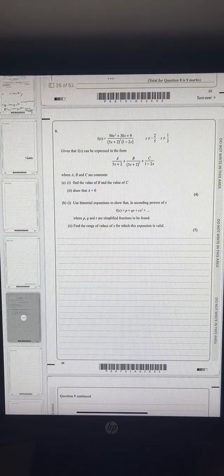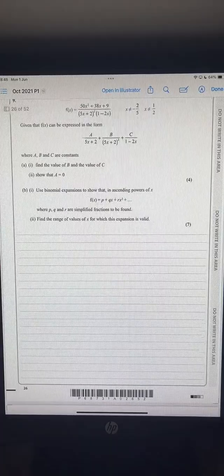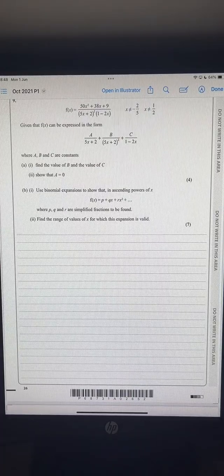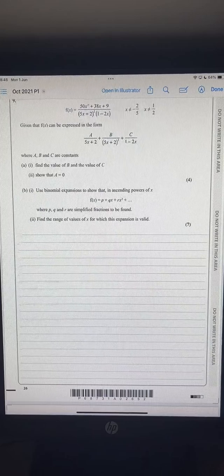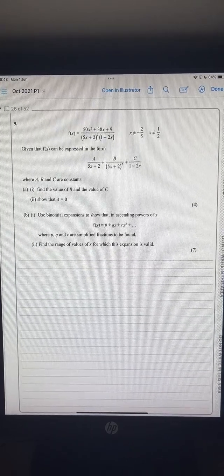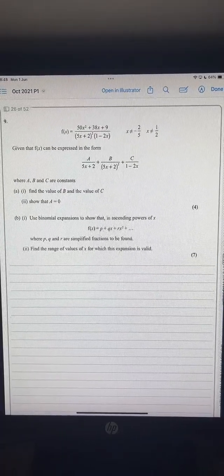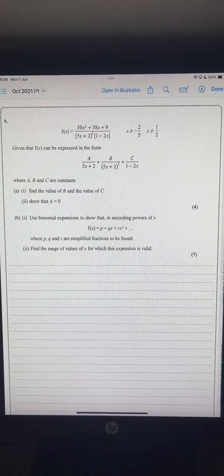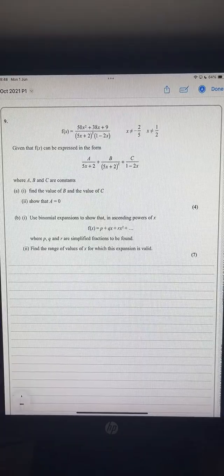Okay, next question, question 9. Question 9 is a partial fractions question, followed by a kind of long binomial expansion question. Binomial expansion did not come up in 2025 from what I've heard, so it could definitely come up in this exam season. So make sure you know how to do that. And we're going to go through it now.